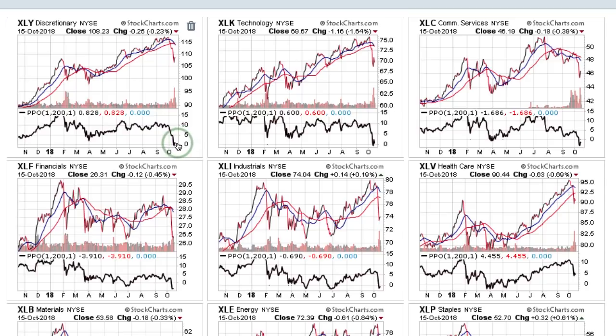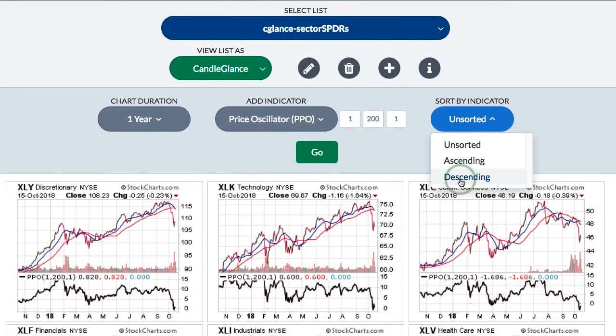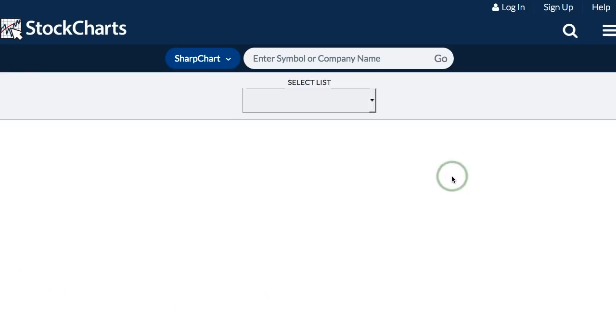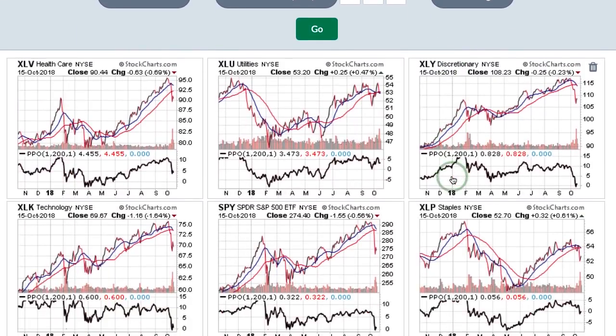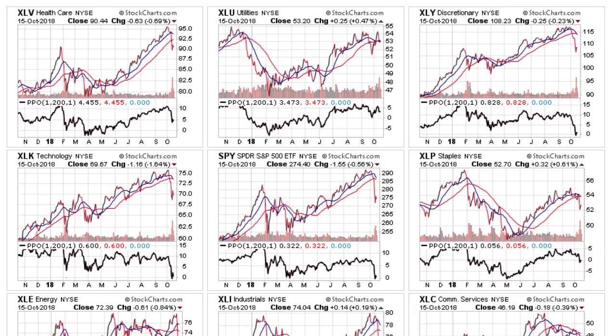And so you can see when that PPO is positive, which it just barely is for XLY here, that the price is above the 200-day EMA, but barely here. Now, what I'm also going to do is sort descending. So I want to put the highest numbers at the top. All right, so now we can see which sectors are leading by way of which sectors are the furthest above their 200-day EMA as measured by the PPO. So you can see XLV is like 4.5% above its 200-day EMA because the PPO is right there near 5.